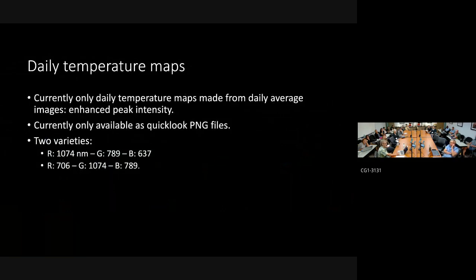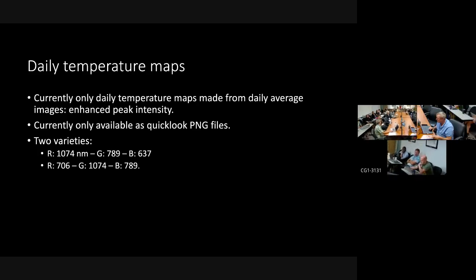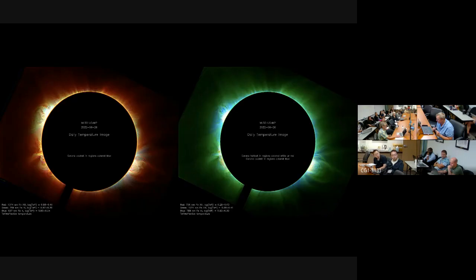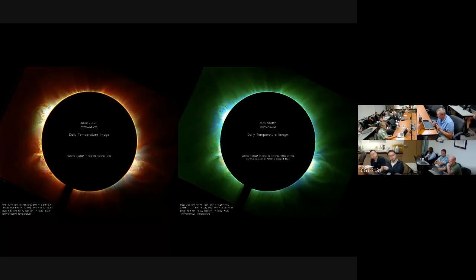One last thing, we have temperature maps, two varieties of temperature maps, combining wave regions together in a single image for a day. They're currently only available as quick look PNG files. They're currently only made once per day as a daily image. We're thinking about producing a movie of these throughout the day, so we'd have images throughout the day, and providing FITS files instead of just quick looks for these. But here are 2 examples of the quick look versions of those files.